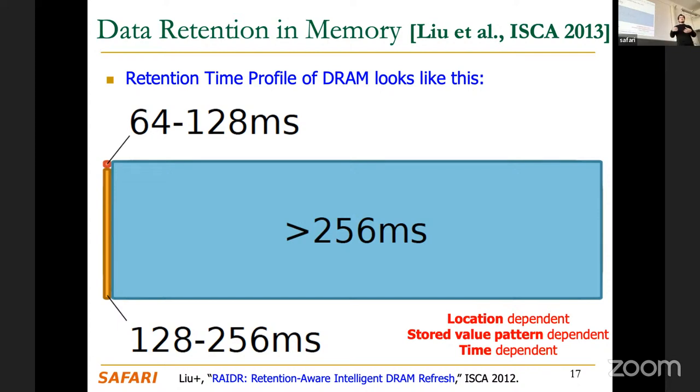But it's not very easy to figure out the retention time of a DRAM cell, because this retention time is location dependent, depending on the physical location of the cell. And there are data dependency issues. If you write a pattern of all zeros around this cell, you get a retention time of 64 milliseconds. When you write all ones, you get a retention time of 128 milliseconds. So this is data pattern dependent. Also over time, we will see that maybe a cell that belongs in this blue region here will fall into the orange region, 128 to 256 milliseconds, sort of randomly over time. So it is very challenging to come up with the profile and be sure that the retention time of a cell will remain as the one you profiled.